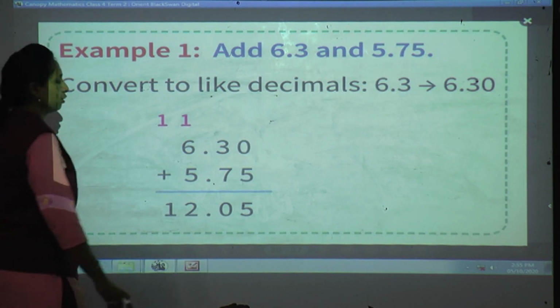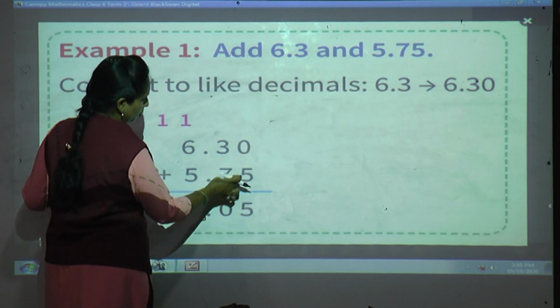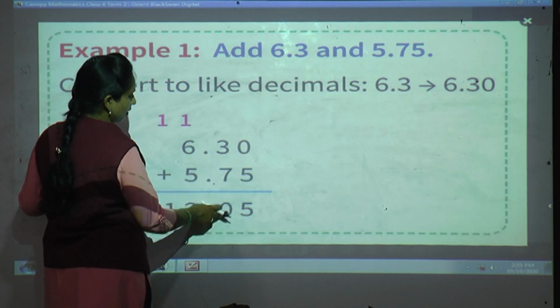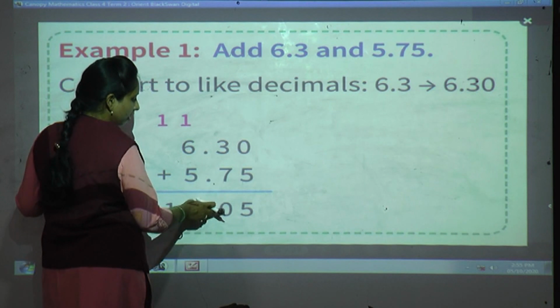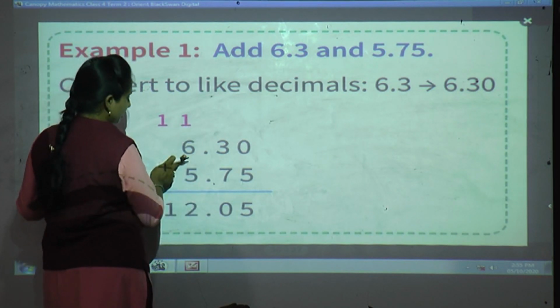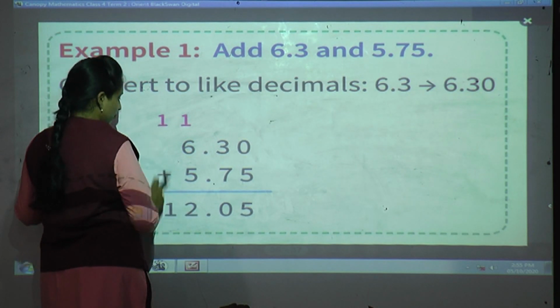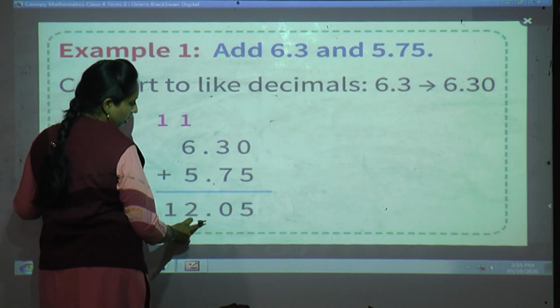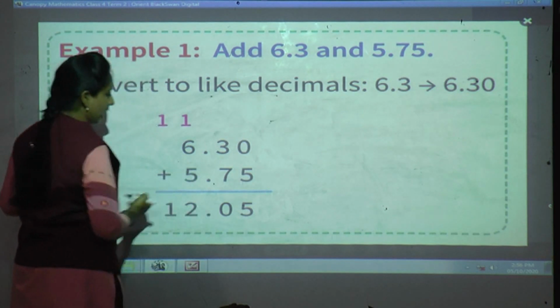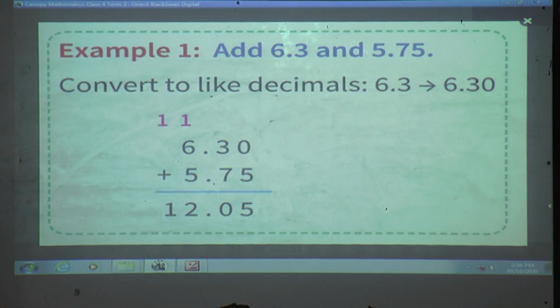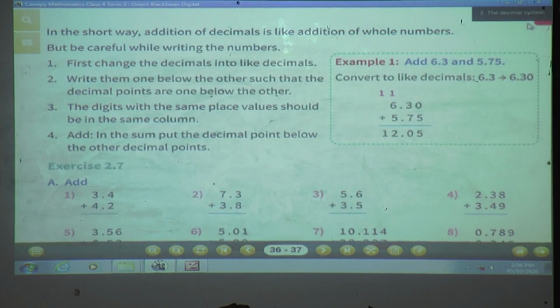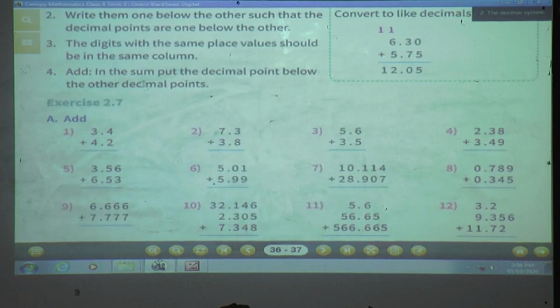Then what you have to do? You have to add the numbers. 0 plus 5 is 5, 3 plus 7 is 10, then 0, carry 1, 1 plus 6 is 7, 7 plus 5 is 12, 2, carry 1, 1 as it is. Then you have to give the decimal point at the same place. Clear? Yes, very good. Now we will solve exercise 2.7.